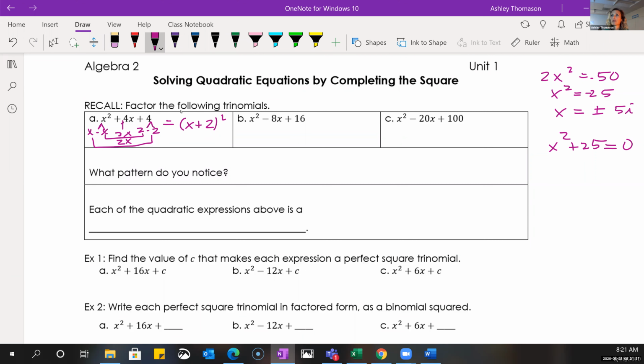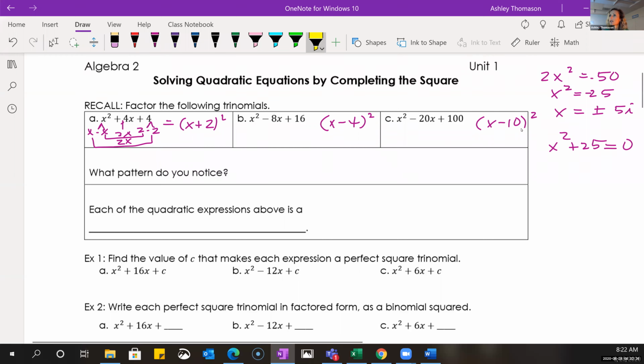So the next one, that's x times x, that's 4 times 4. If I make them both negative, negative 4 times negative 4 gives me positive 16 and negative 8. So this would be x minus 4 quantity squared. And then this last one, same thing, x times x, 10 times 10. They need to both be negative to add up to negative 20. So that's going to be x minus 10 quantity squared.